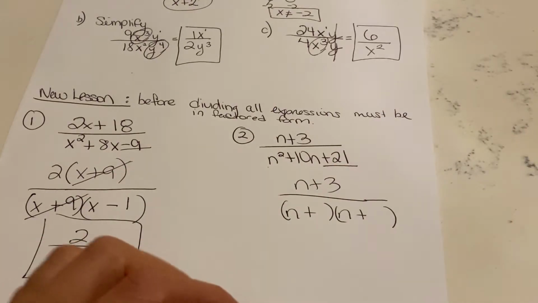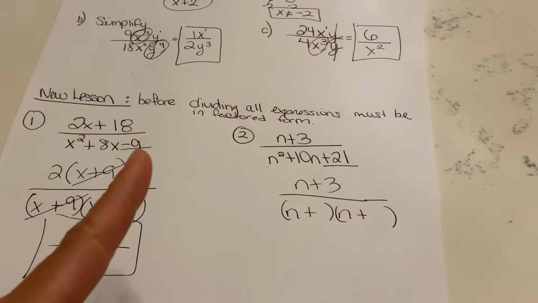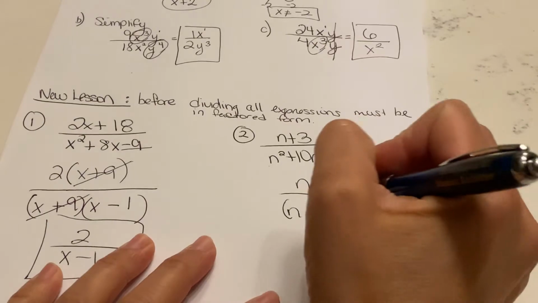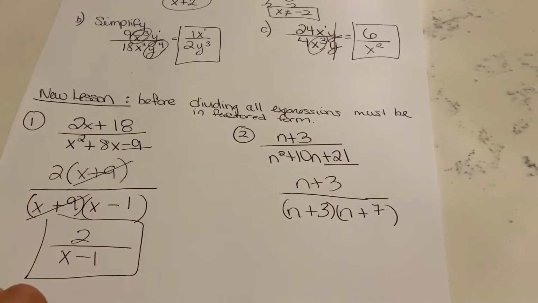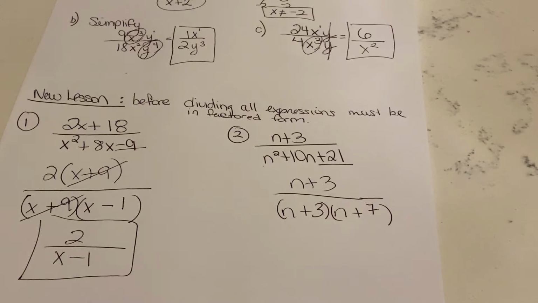So now ask yourself, what are the factors of 21 that will add up to 10? Because I have the same 2 signs, I'll be adding them. So this should tell you 3 and 7. 3 times 7 is 21. 3 plus 7 is 10. All right. So now that they're both factored, now I'm able to divide.